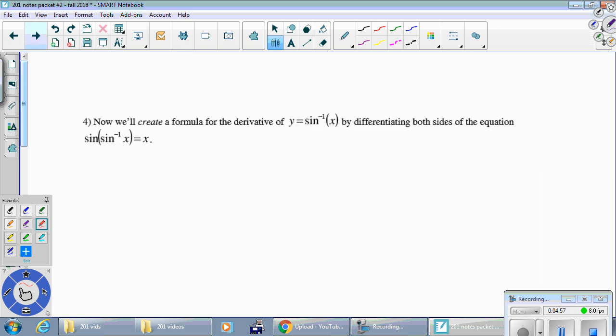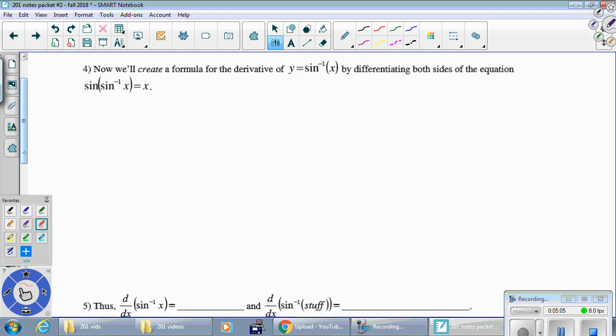And number 4, we're going to create a formula for the derivative of inverse sine. I don't think I gave this one to you unofficially the other day, so this will be brand new, but we're going to figure it out from scratch. And the way we're going to do that is by taking a derivative of both sides of this equation. We know that sine and inverse sine cancel when they look like this, so we should believe that sine of inverse sine of x is simply x.